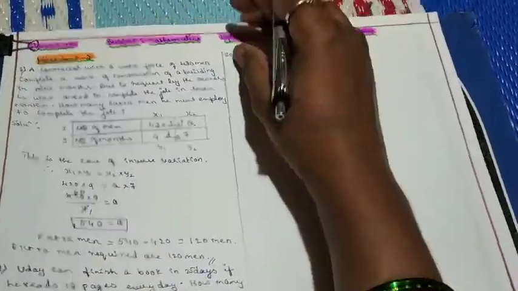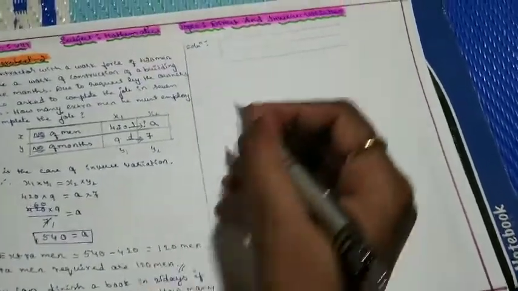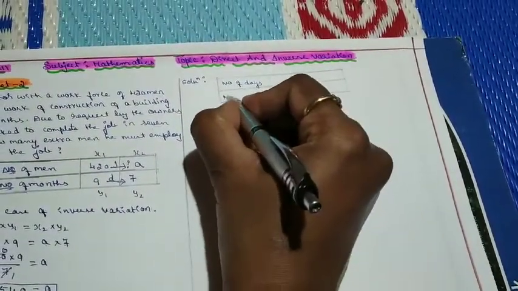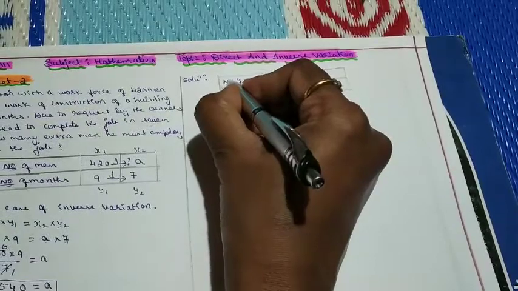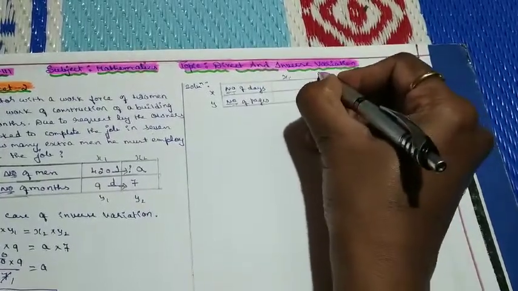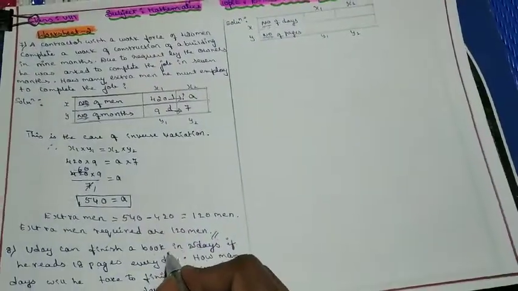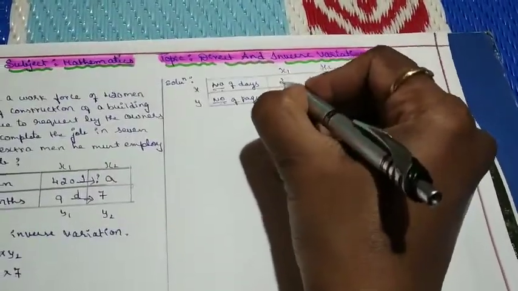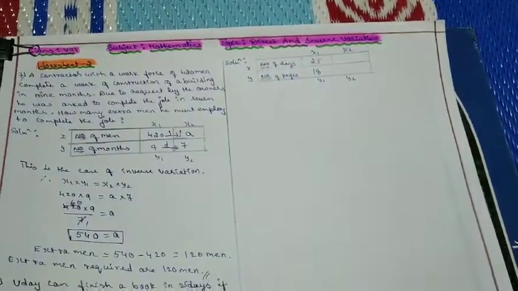So let me prepare the table here. So the two quantities are, one is the number of days and the other is the number of pages he reads in a day. Okay. Then x, y, x1, x2, y1, y2. So number of days is 25 days and 18 pages every day. So 25 days, 18 pages a day. One day he completes reading 18 pages.